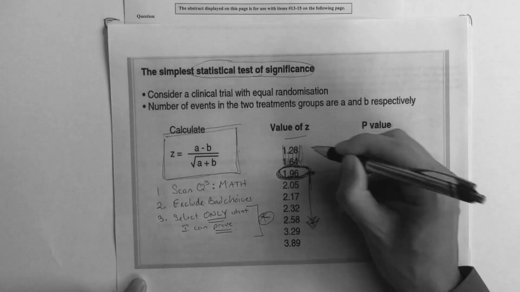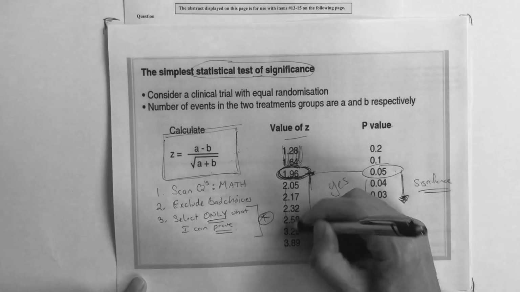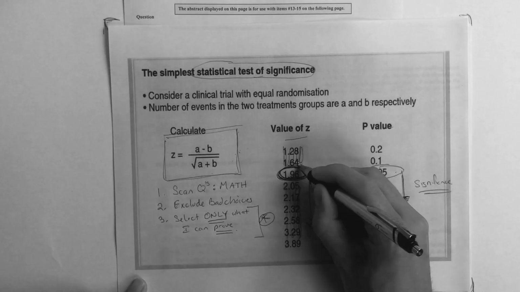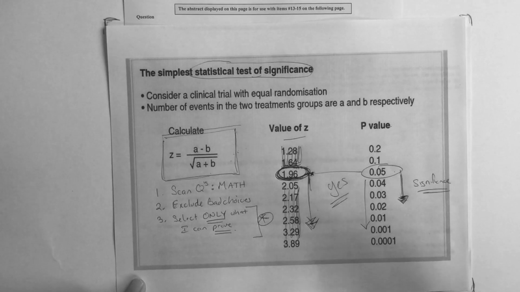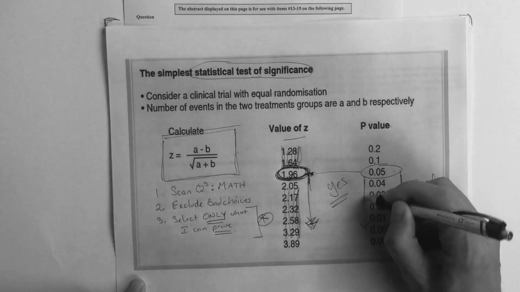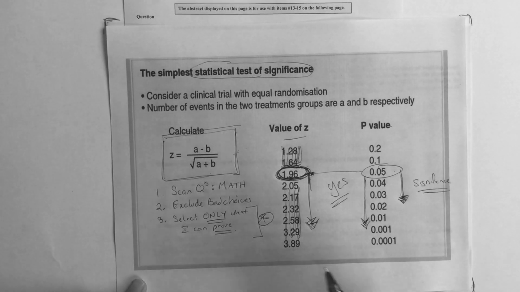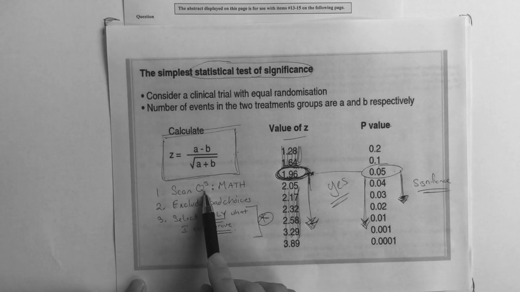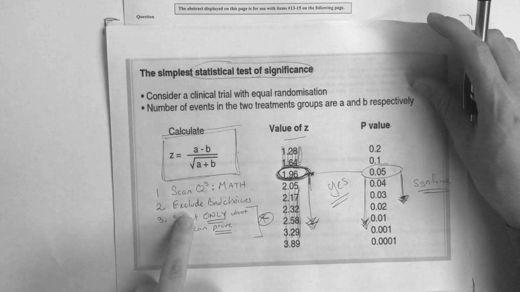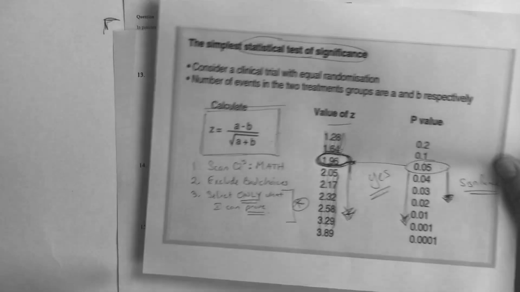We don't care about any of these other guys, and for the most part, I don't care about any of these. All I want you to know is basically 1.96, or even think of just the number 2. If the number comes out 2 or greater, it means it's significantly different. There's a significance there. So then you're going to scan questions, only do the math problems, exclude the bad choices, and select only what you can prove.